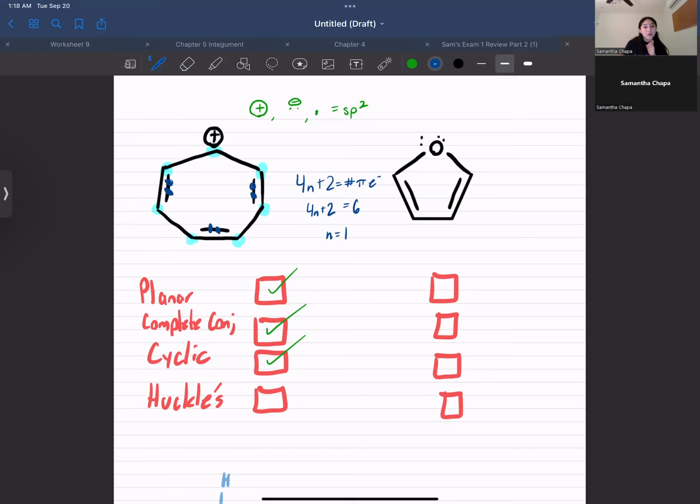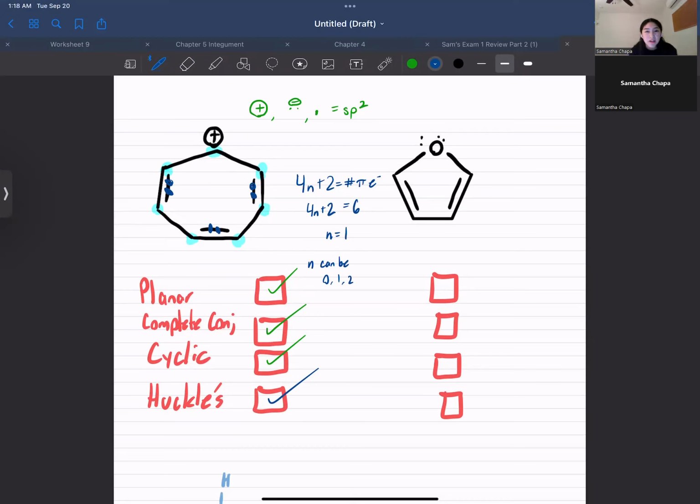If n is a whole number, so 0, 1, 2, 3 onwards, then we are aromatic. It obeys Hückel's law. So n can be 0, 1, 2, any whole number. Okay, then we look at the one on the right.